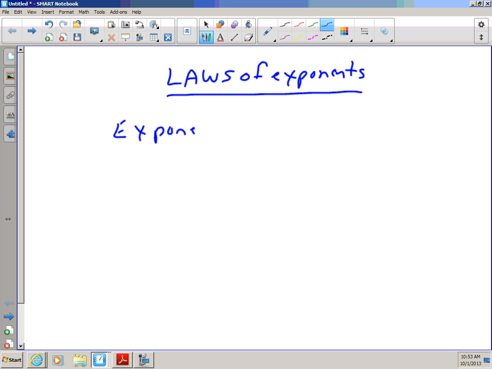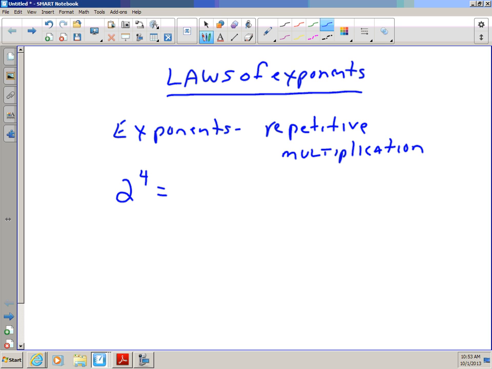Exponents mean repetitive multiplication. It is just a shorthand form that we use in math. So, for example, 2 to the fourth means to multiply the base 2 by itself 4 times to get an answer of 16.